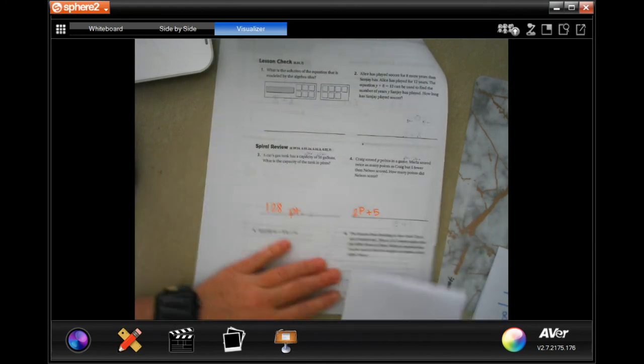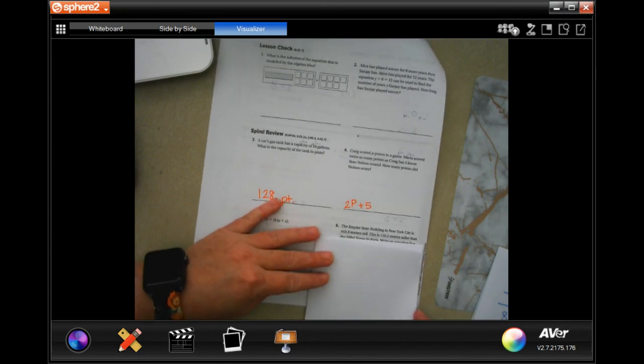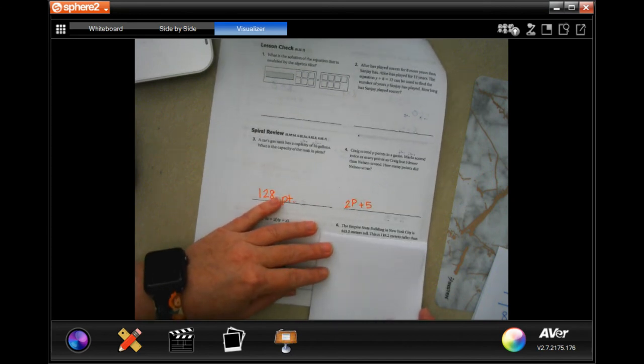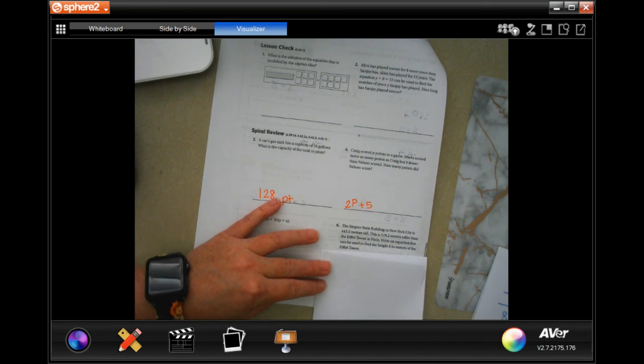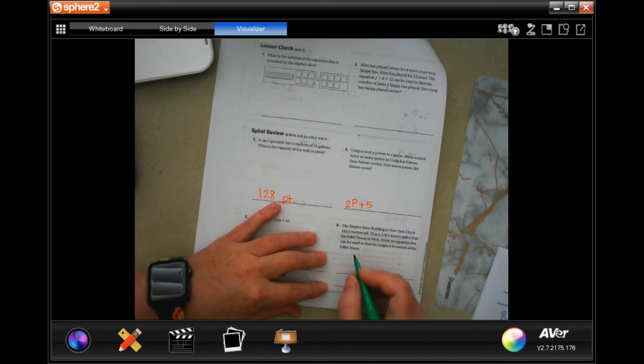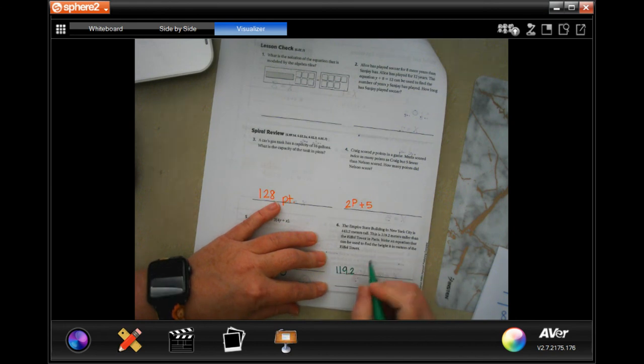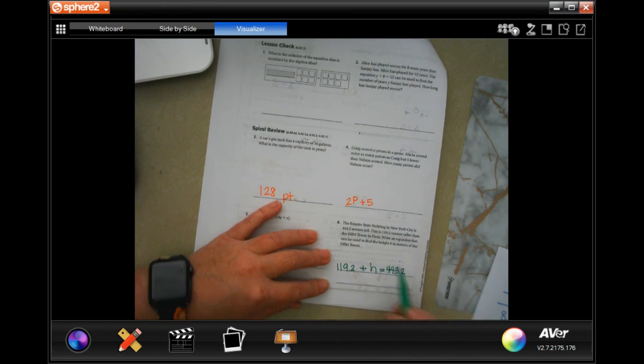Okay. All right. The Empire State Building in New York City is 443.2 meters tall. This is 119.2 meters taller than the Eiffel Tower in Paris. Write an equation that can be used to find the height in meters of the Eiffel Tower. Well, let's see. 119.2 meters, right? Plus whatever that height is equals the height of the Empire State Building.